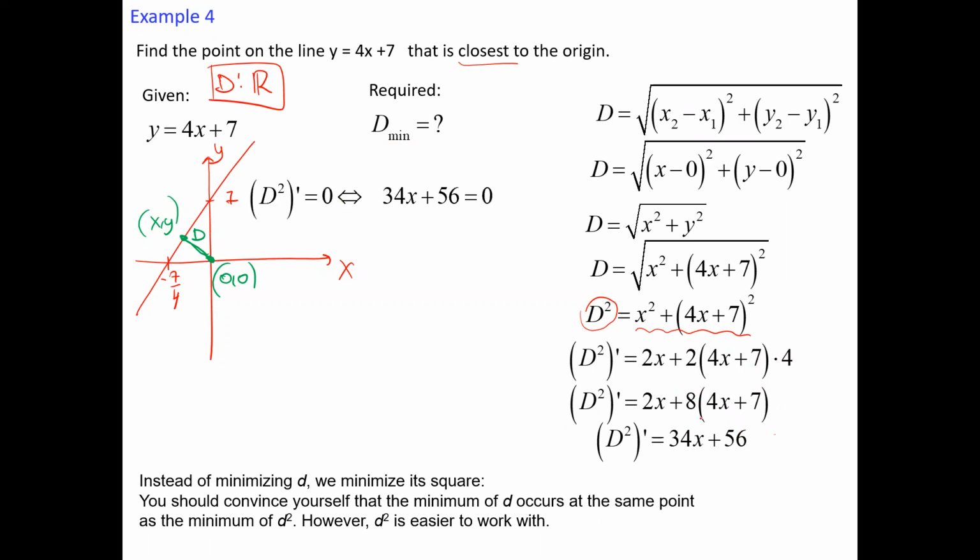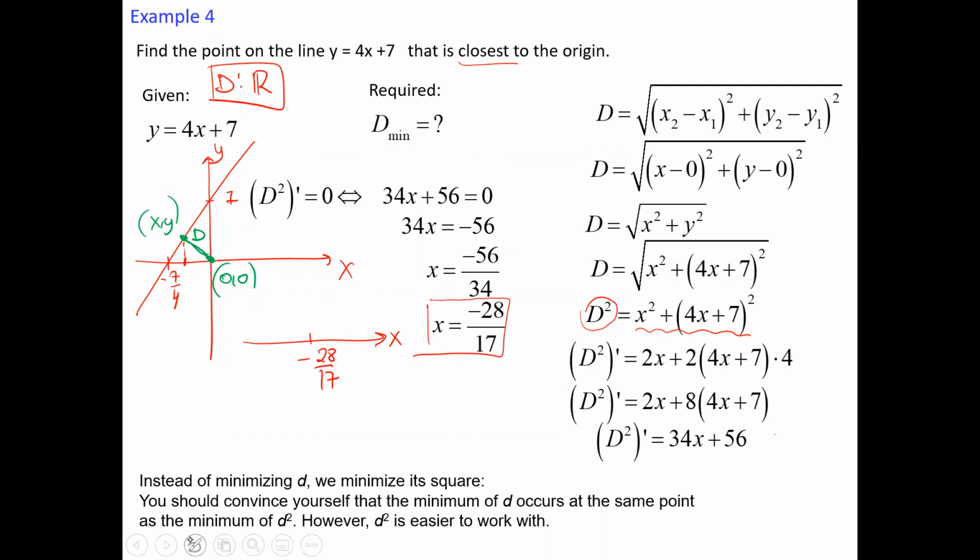Now, the derivative is 0 if 34x plus 56 is 0. We can solve for x, and I just divided by 2. Now I think we have to leave it as negative 28 over 17. We were expecting a negative, and I think that number is somewhere here. Okay, I don't have a test, but negative 28 over 17, that's the critical point.